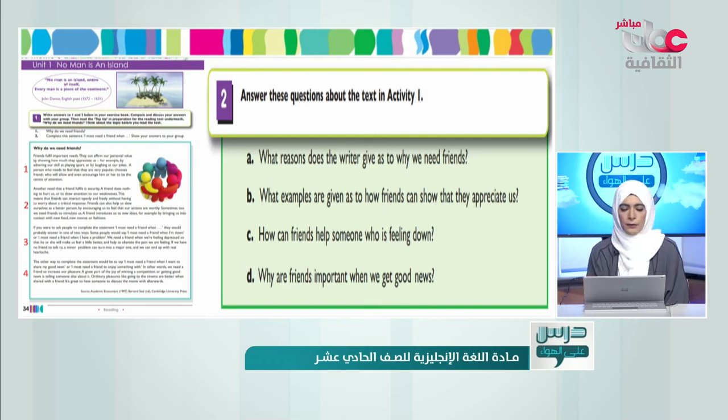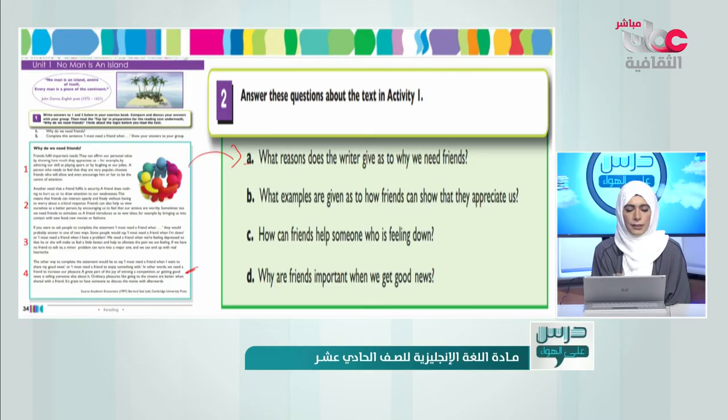Here we got some different questions, so 4 questions. We're supposed to use the text that we have in the second side here to answer the questions we have in the other side. What reasons does the writer give us to why we need friends? Of course, we're supposed to skim or to scan the text to find out answers for question number A.